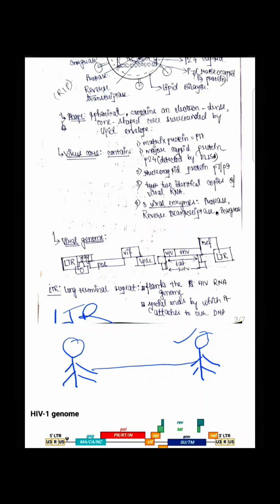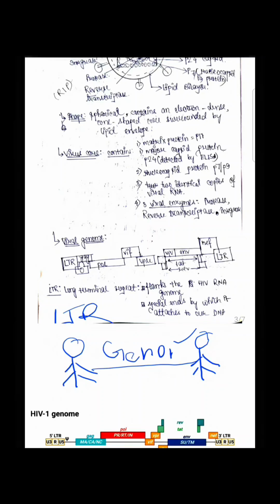So we can think of LTR like this: there are two security guards. Okay, these are the two security guards. This is one LTR and this is another LTR. Now these two security guards are holding a rope in their hand, and this rope is the genome.